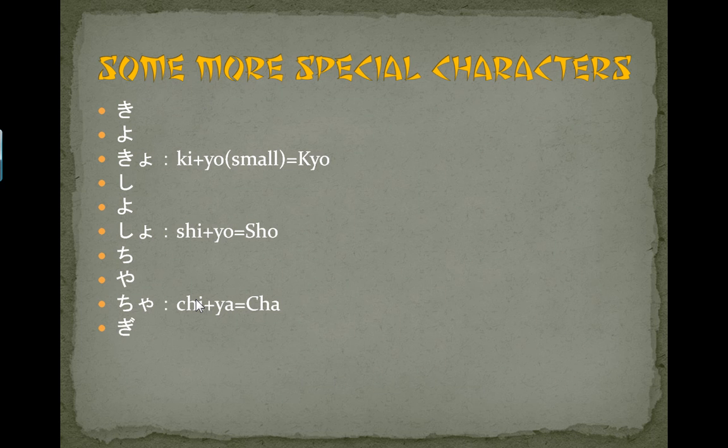And the final example, this one is gi. This one is yu. So together, gyuniku is beef. So you see, by combining yo, ya, or yu with other hiragana, you get another kind of pronunciation.